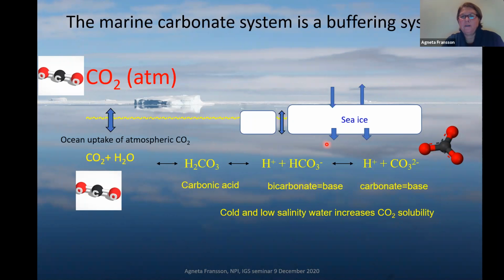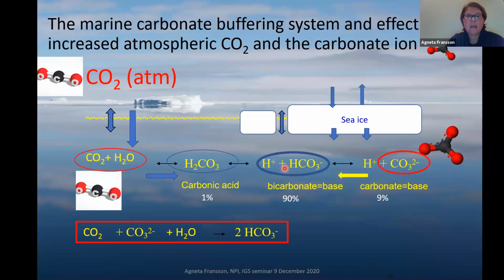Most of the compounds consist of bicarbonate, which is the main species when you have a pH of about 8 in seawater. This buffering system also depends on temperature and salinity, and with cold and low salinity water, you increase the CO2 solubility. That is the case in the Svalbard fjord and in the Arctic Ocean.